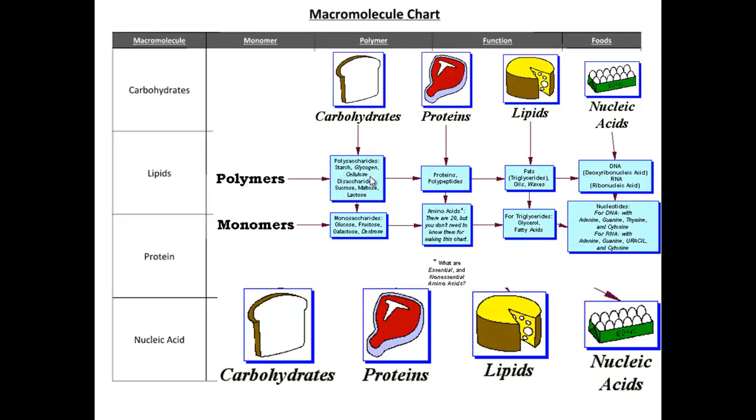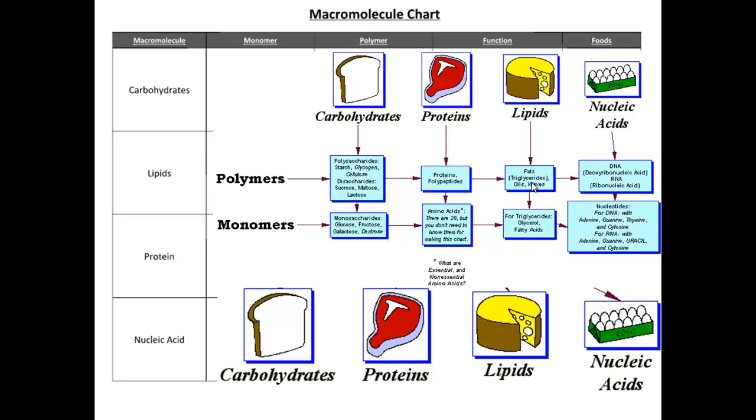Polymers are glycogen and cellulose, which makes up bread, and the monomers are the sugars that make it up, like glucose, fructose, galactose, and dextrose. Proteins, polypeptide bonds, made up of amino acids, the monomers. Twenty of them are needed for human life.